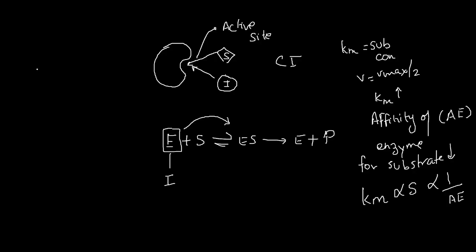Now, what is the effect on Vmax? The formula of the Michaelis-Menten equation is V equals Vmax times S over Km plus S.